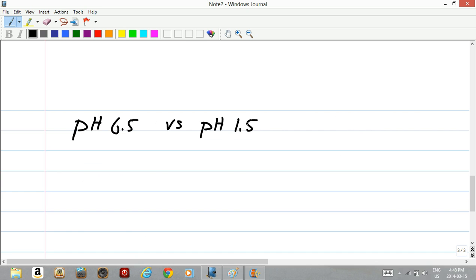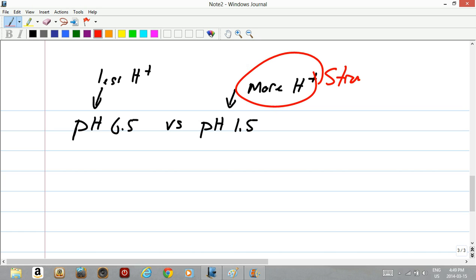Okay, so here's another example of using the pH scale. Which is a more concentrated acidic solution? This one. This one has more hydrogen ions than this one. So this is the stronger solution. Okay, now how many times stronger is it?